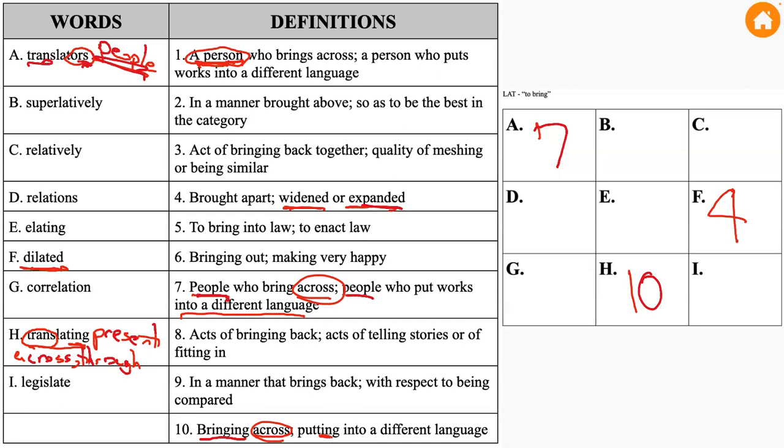So let me do one first, then we're gonna do yours. Here's a good one. What about elating? We talked about this one earlier. Elating. E is out. It's bringing out, making very happy. So E is 6. Again, on Monday, when I didn't see you guys, I was very happy.